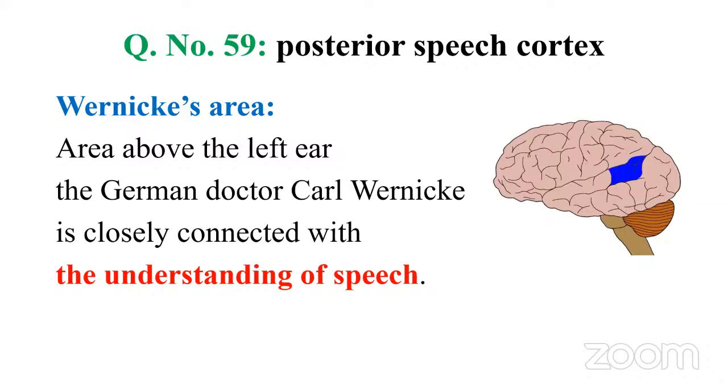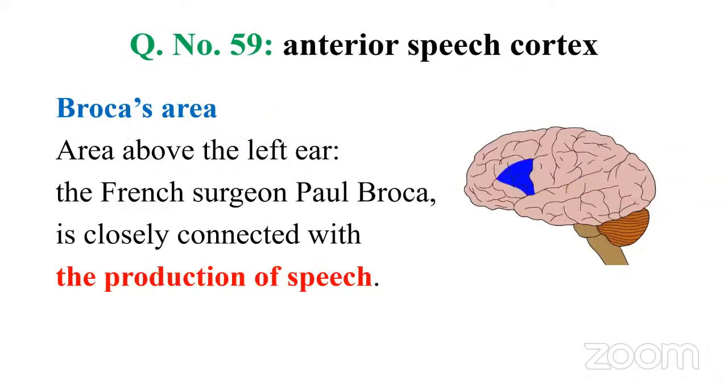Before we move on, we have to know another area. This is called Broca's area, the front part of the brain, or anterior speech cortex. It is named after the French surgeon Paul Broca, and it is associated with production of speech. So that is associated with understanding, and this is associated with production. So something should connect these two areas, right?